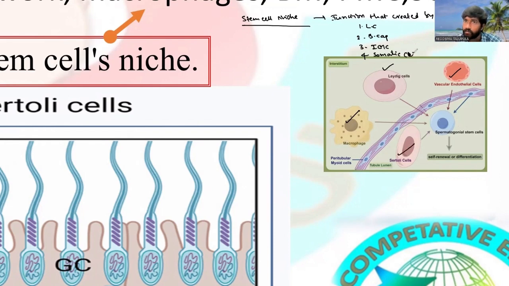Somatic cells of the seminiferous tubule. Very, very important. 5th one, see, spermatogonial stem cells. Stem cells. Actually, these 4 will cause a junction.